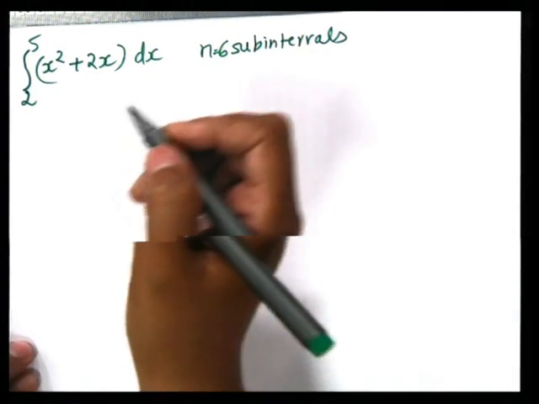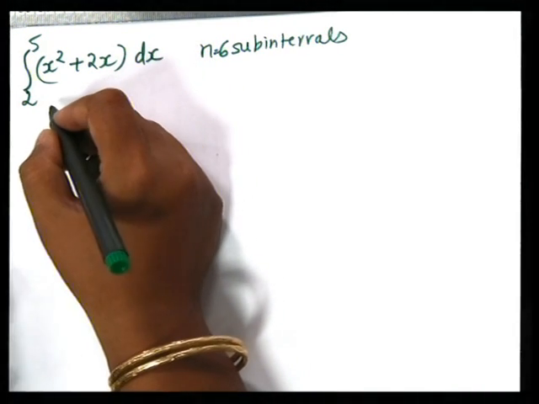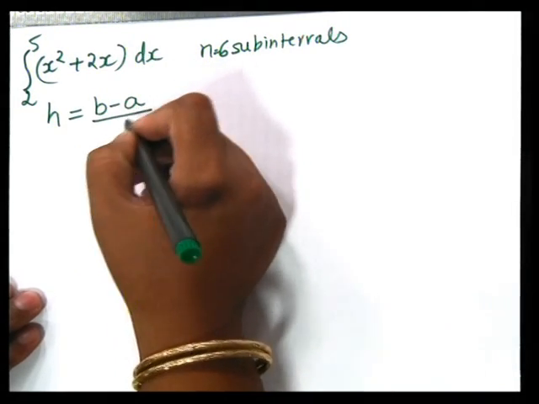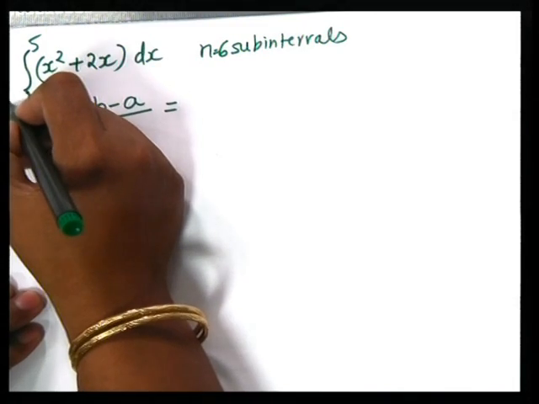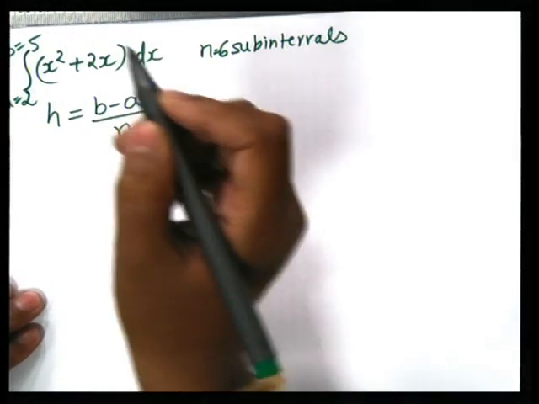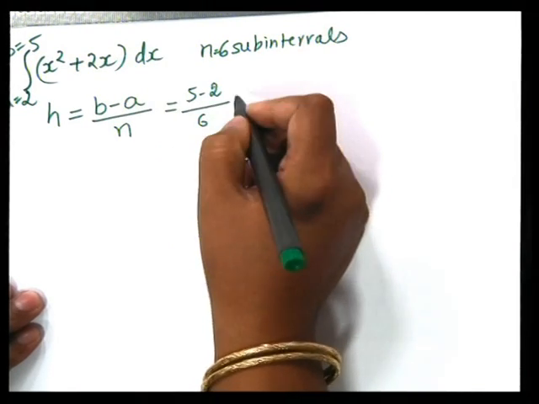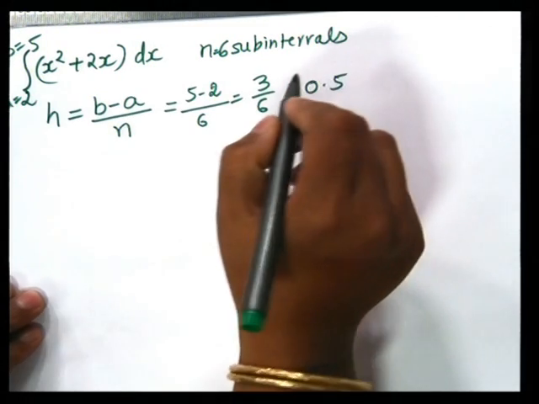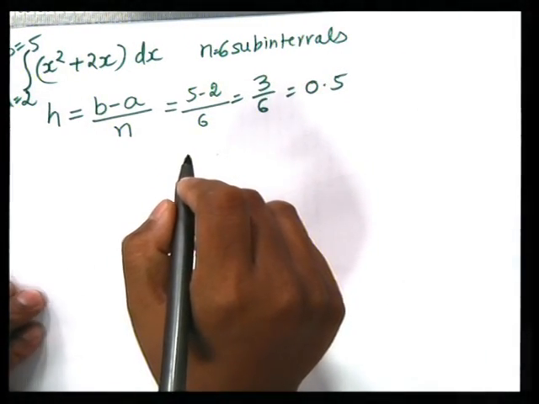So first, what we have to do is decide what should be the step size which we are using for that. For calculating step size, h is calculated as b minus a divided by n. Actually, in the integration, this is the value of a, this is b. So it turns out to be 5 minus 2 divided by 6, that is 3 by 6, that is 0.5. So the step size which I have to use for this is 0.5.